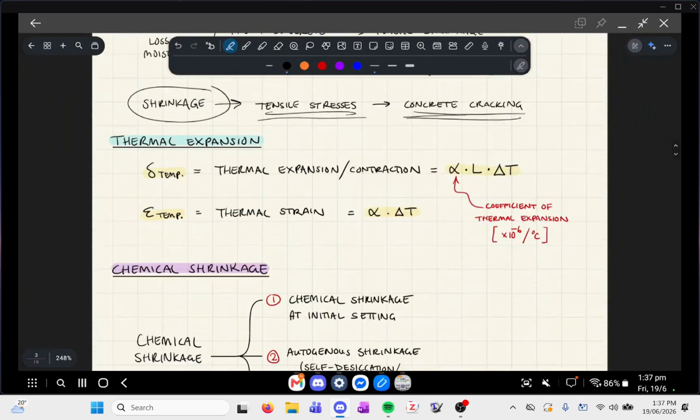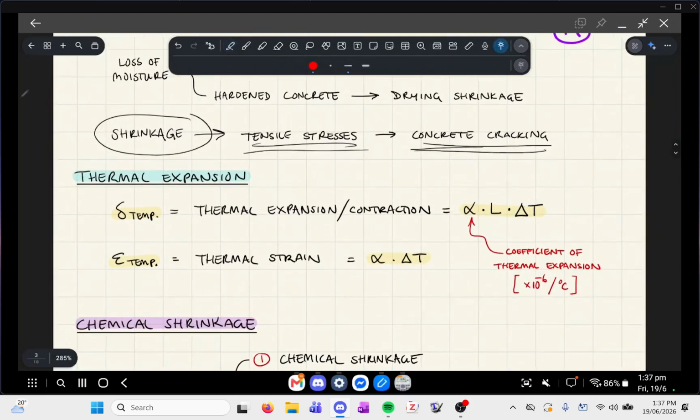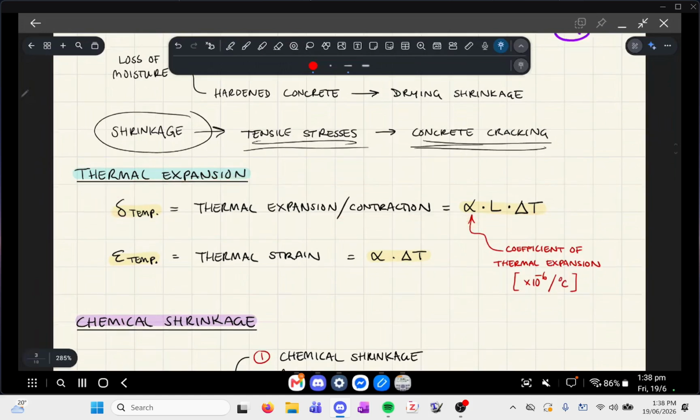So shrinkage. Thermal expansion. I think this will make more sense in the context of a question, which there will be one coming up. But this is the idea that there's a formula which we can apply from physics, which includes the coefficient of thermal expansion, which will tell us the amount of change in length or change in area or whatever.